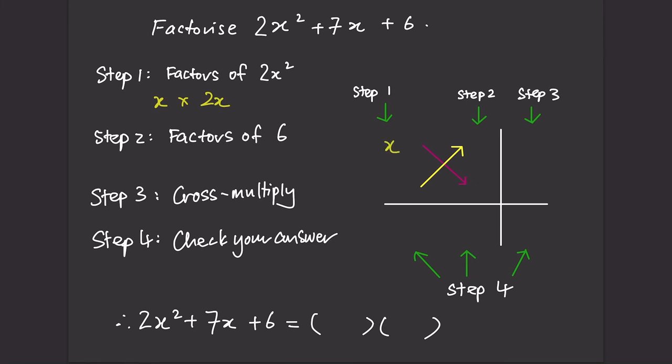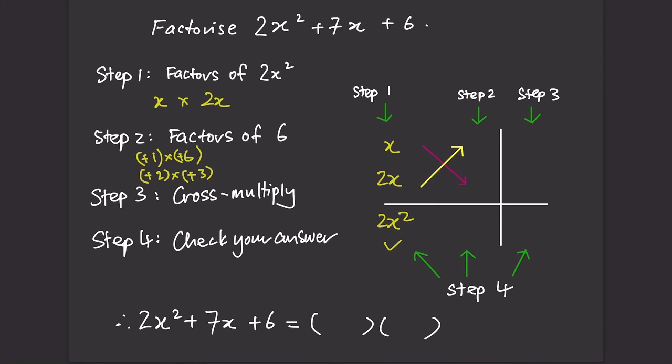So x multiplied with 2x is going to give me 2x squared. So as we expect, that's fine. Now the problem is going to come in with 6, because 6 can give me 1 multiplied with 6, that is positive 1 multiplied with positive 6. And it also can give me positive 2 multiplied with positive 3.